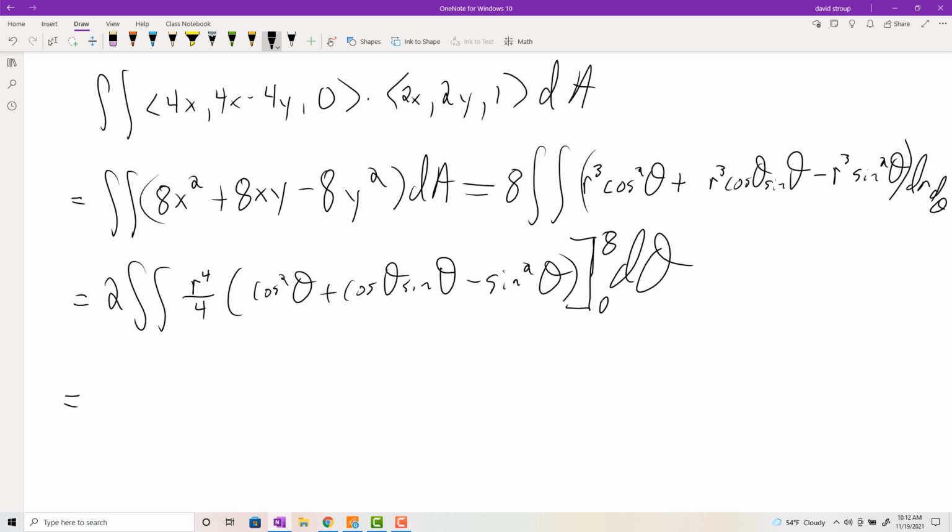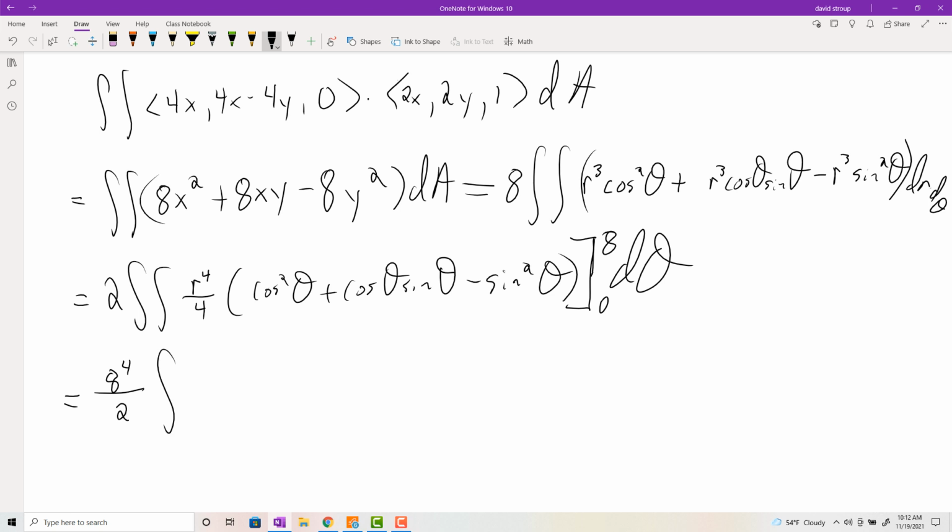Anyways, looks like I'm getting 8 to the 4th all over. And my answer on my notes is wrong. So great, 8 to the 4th. The one problem I picked has screwed it up somehow. So anyways, 8 to the 4th over 2.